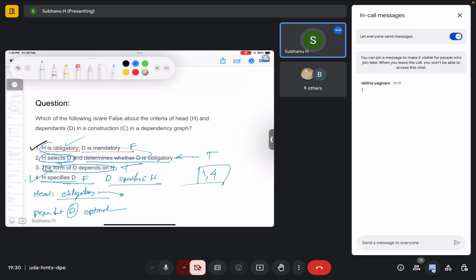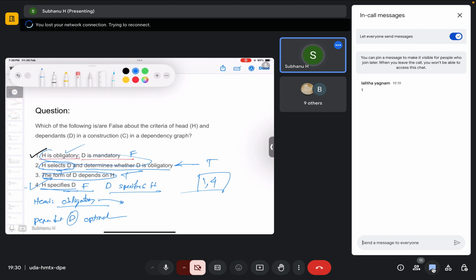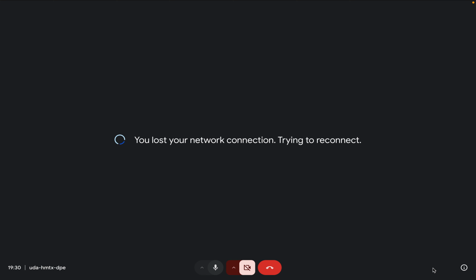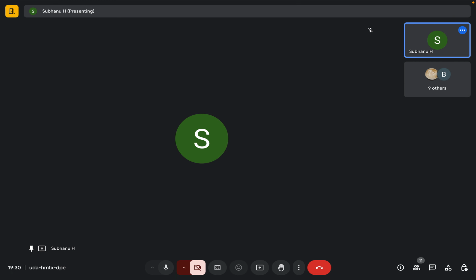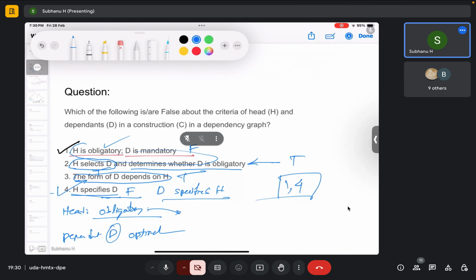So what we have understood from this is that the head is essential, but not every dependent is compulsory. And the head determines selection, while the dependents help specify the properties of the head. So 1 and 4 is the option. So 1 and 4 are the false statements. Fine.